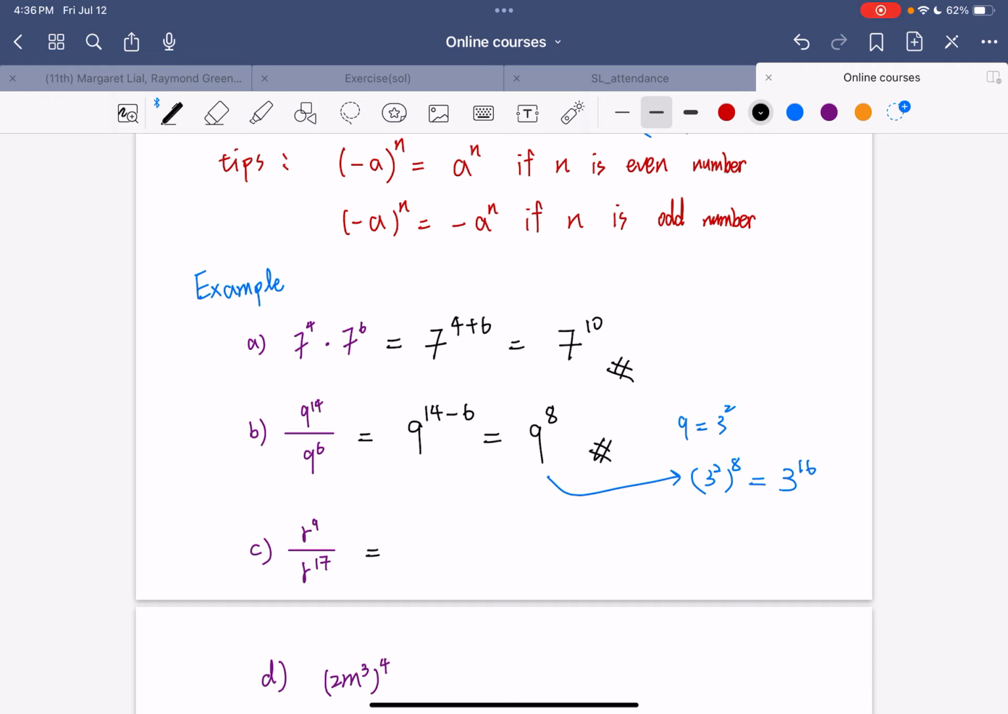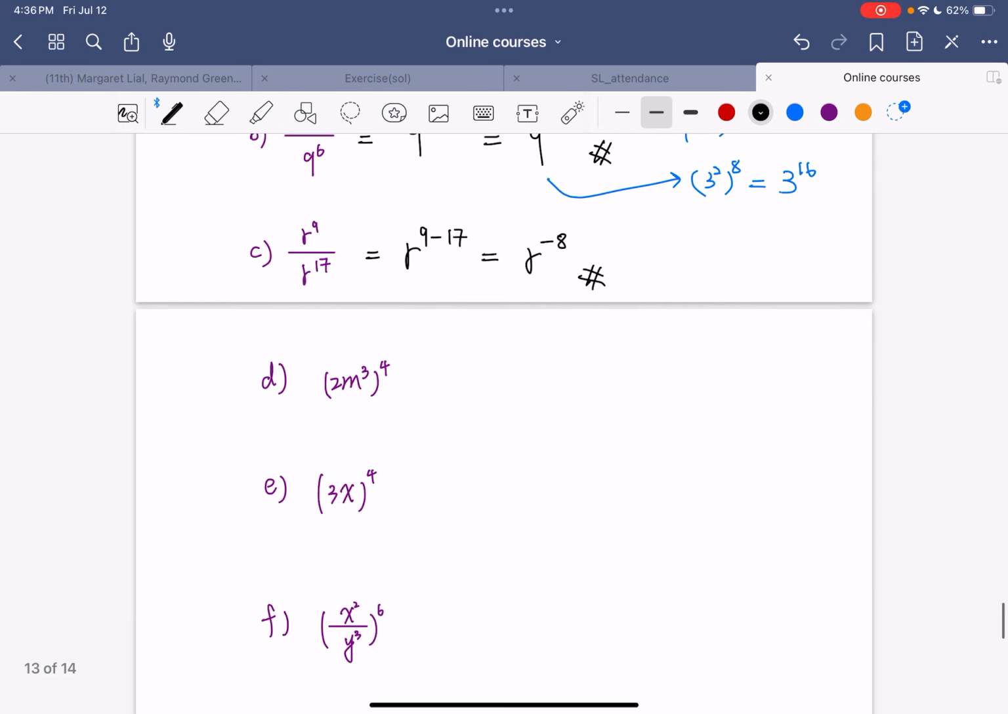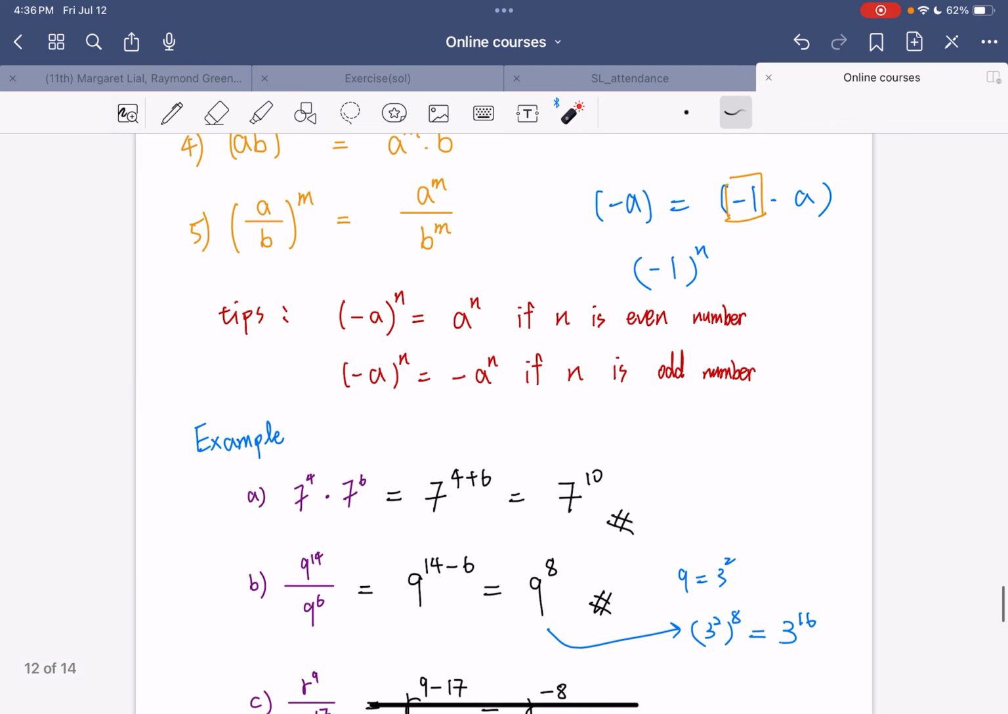Next is the same, so we keep the base r, and then we got 9 minus 17 for the exponent. So always remember numerator minus denominator. Okay, so we got 9 minus 17, that will become negative 8. Okay, so negative 8, and that will be our answer. Yeah, and next one, so let's look back to the above.